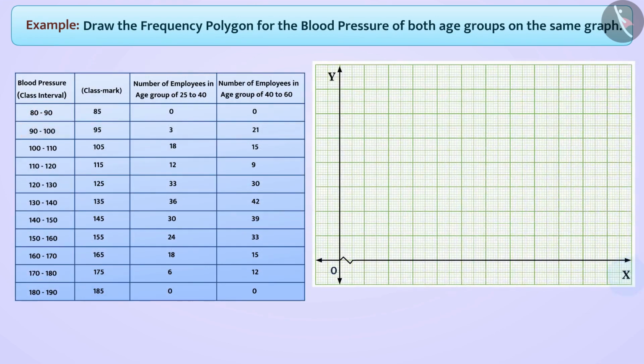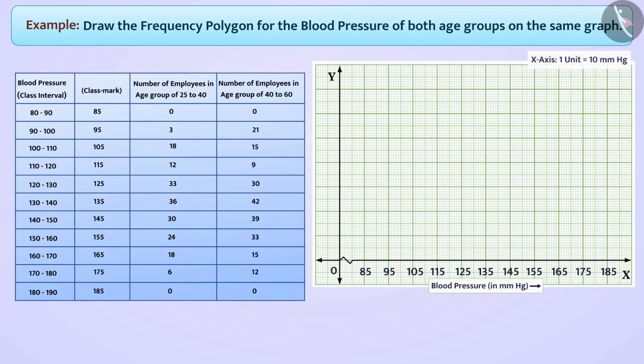Therefore, we will represent class marks on the x-axis, which represent blood pressures, taking 1 unit equal to 10 mm of Hg. Since the start point here is 85, we will not represent class marks from 0 to 85, which we will represent by a kink mark.